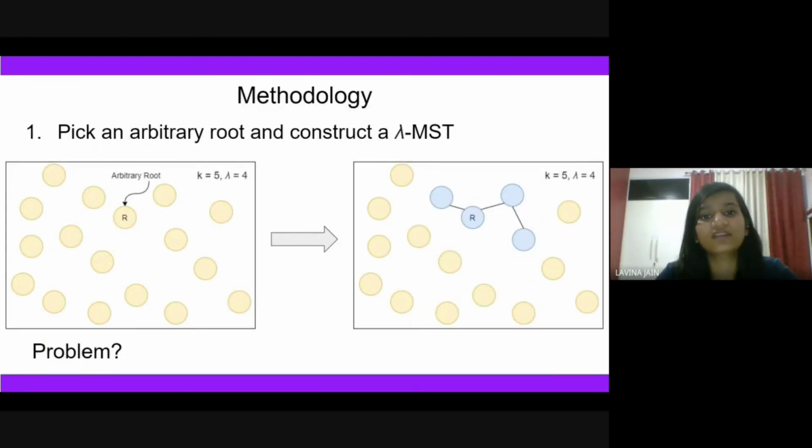With this, we have reached the methodology. We start off with an arbitrary root and construct a lambda MST around it. Since construction of a lambda MST is NP hard, we use a known 4-approx algorithm. We continue the process of picking an arbitrary vertex and constructing a lambda MST until either there are no vertices left or the remaining vertices cannot be connected into a tree with low cost.